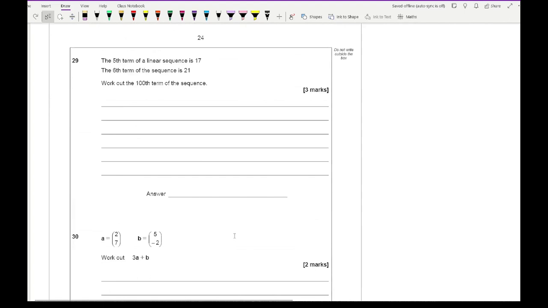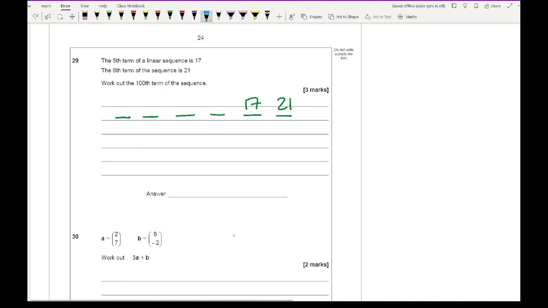Well, question 29, it says that the fifth term of a linear sequence is 17, the sixth term is 21. And we need to work out the hundredth term. So the first thing I do is draw 5 and 6. We know that this here is 17 and this is 21.